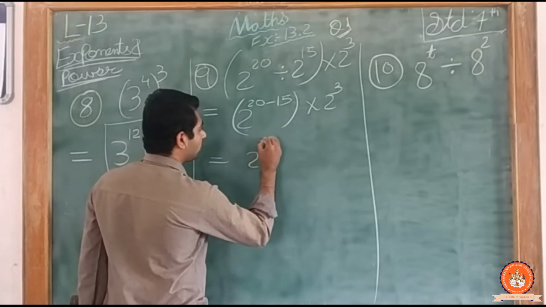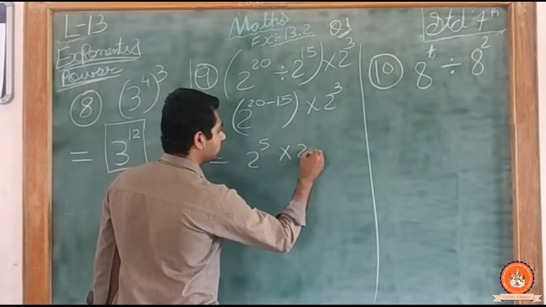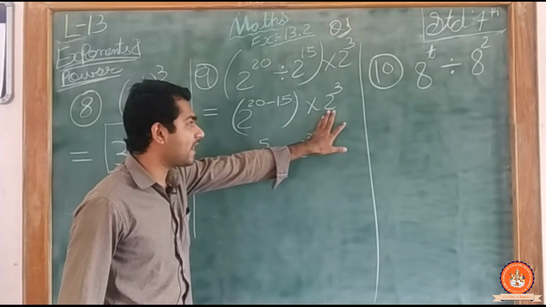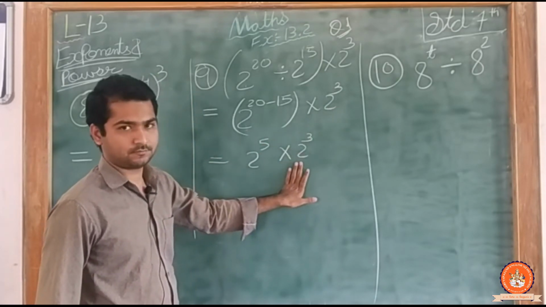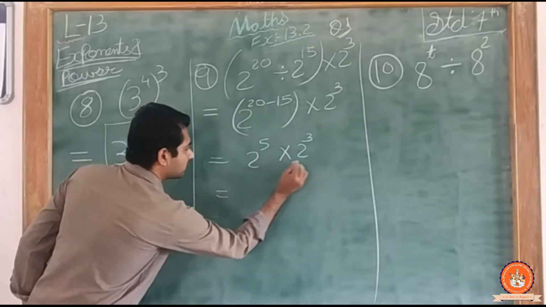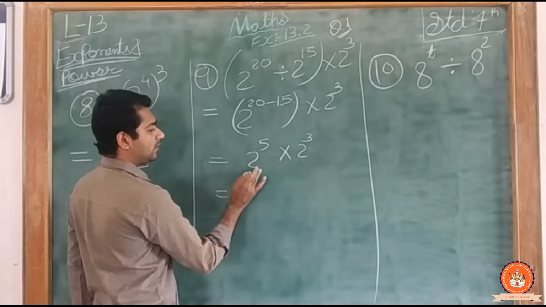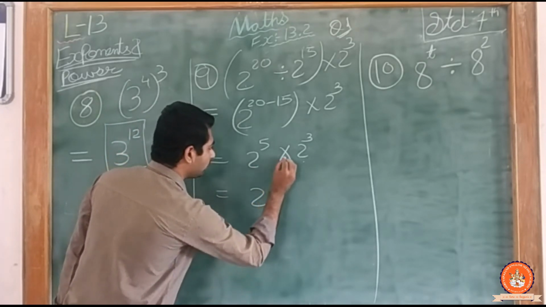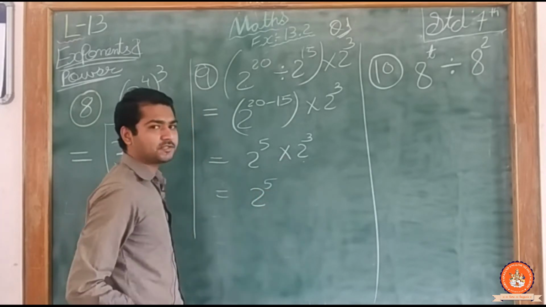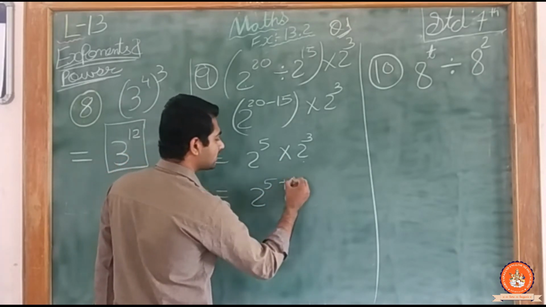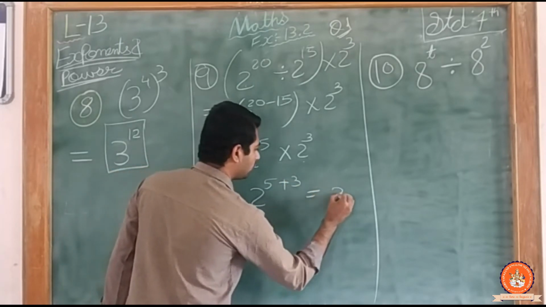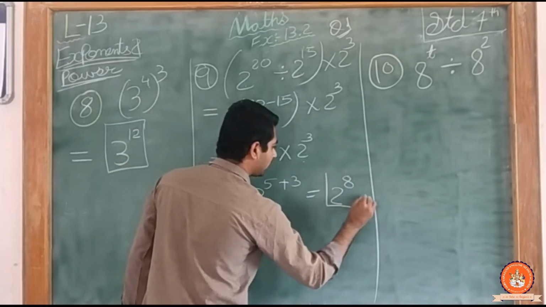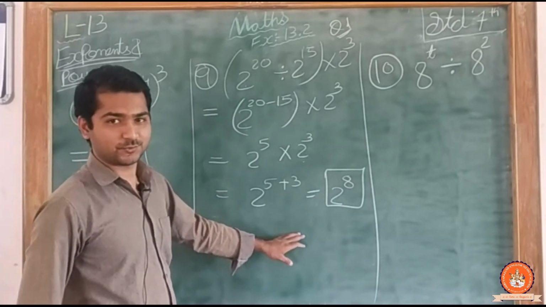So 2 raised to 5 multiply by 2 raised to 3. Now I have solved this, I get this answer, and I write it as it is, this side. Now solving these, both the bases are same, there is a multiplication sign, so it becomes 2 raised to 5, multiplication sign, that means we have to add the powers. So 5 plus 3, that means 6, 7 and 8. 2 raised to 8. We get the answer 2 raised to 8, students.